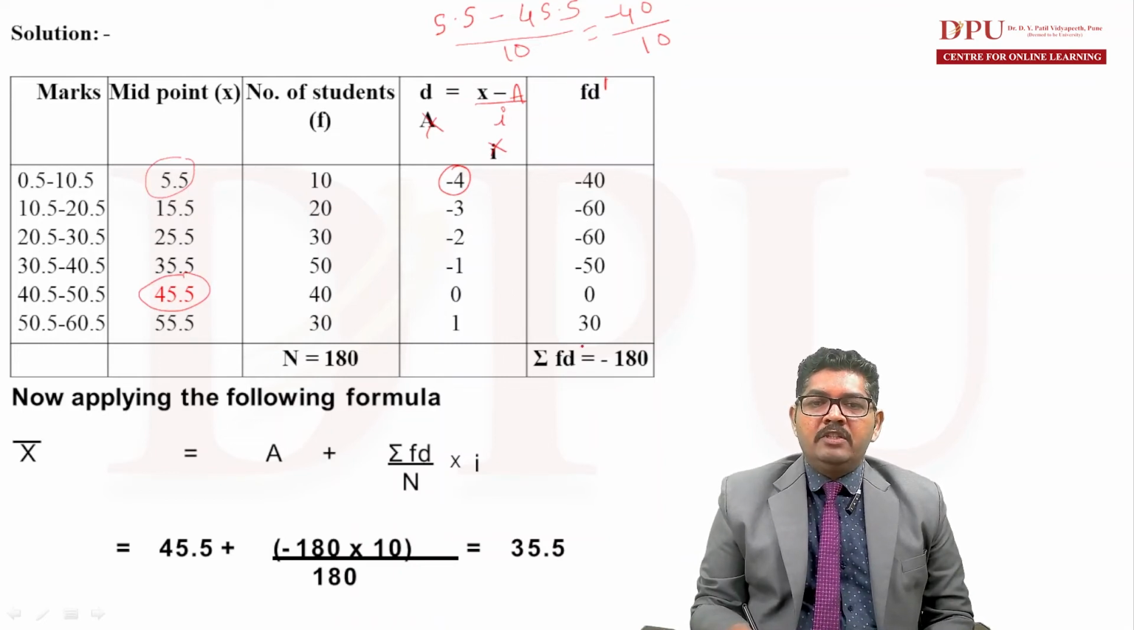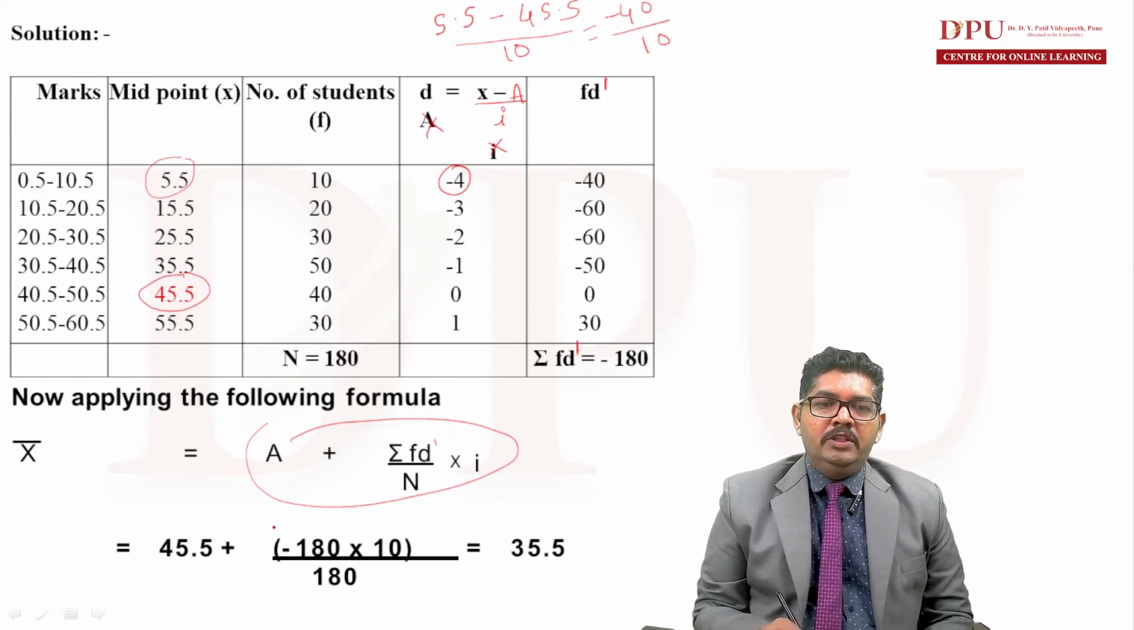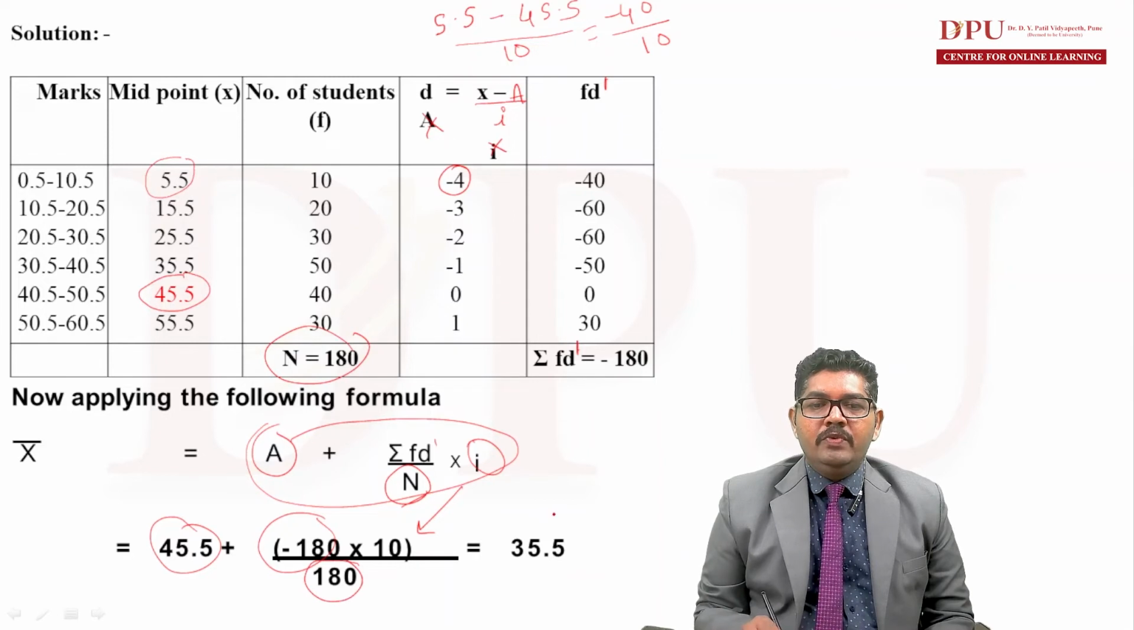Then we calculate summation of fd dash, which is equal to minus 180, and then we put all these values in this particular formula, x bar equals a plus summation of fd dash divided by n multiplied by i. This is the step deviation method. So a is the assumed mean, which is 45.5, and summation of fd dash is equal to minus 180, i is equal to 10, and n is the total number of observations, which is 180. By solving this we get x bar is equal to 35.5.